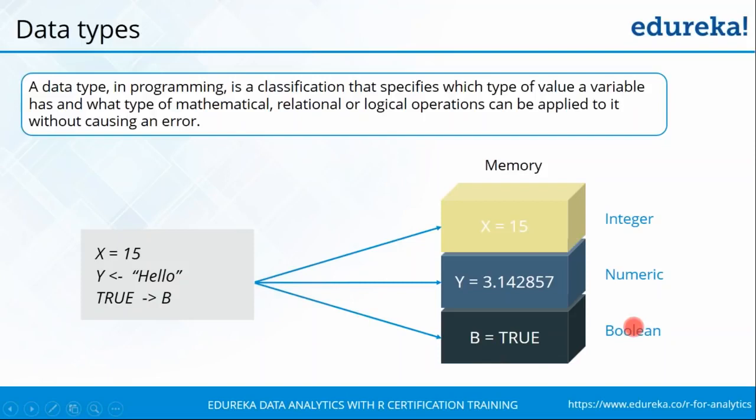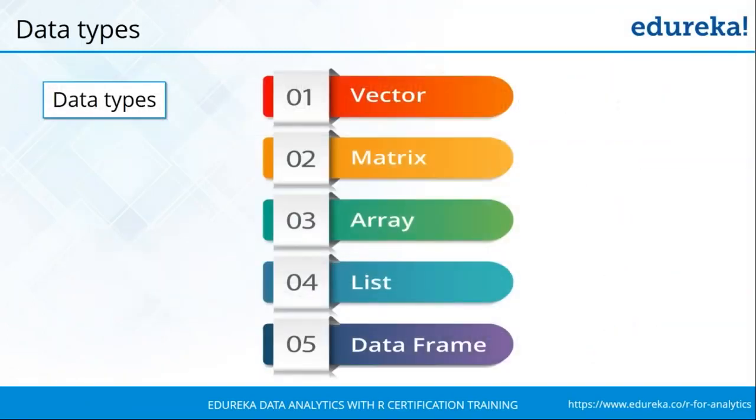Now how many different data types are present in R and how are they different? Let's move forward and try to understand them as well. Now there are basically 5 different data types present in R. You have vectors, you have matrices, arrays, lists and data frames. So let's move forward and discuss each one of them one by one.